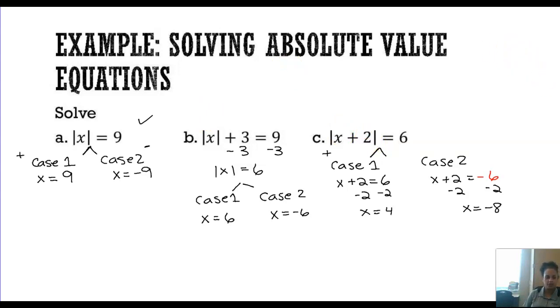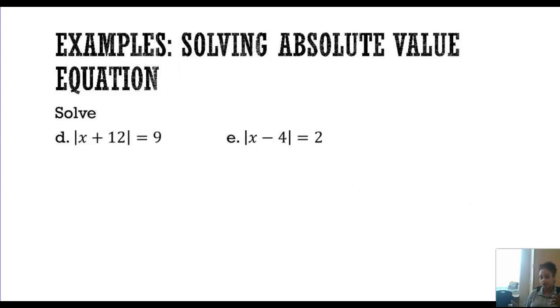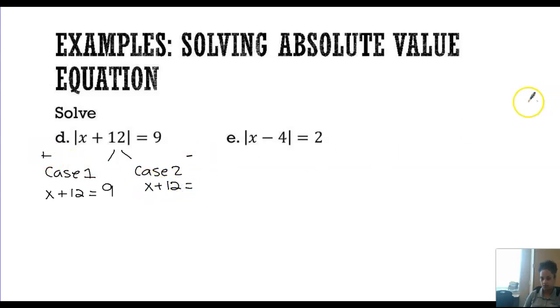So let's go ahead and move on and try something. These are very similar to the ones we've already done. Notice they're already isolated. So I'm going to start with my 2 cases. Case 1, positive case. Get rid of the braces and set it equal to +9. Case 2, my negative case. Get rid of the braces and set it equal to -9. Solve them both by doing the inverse operation.